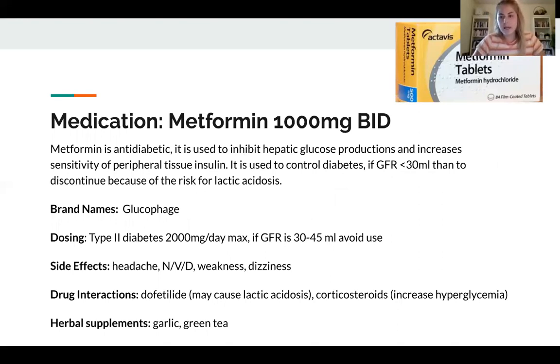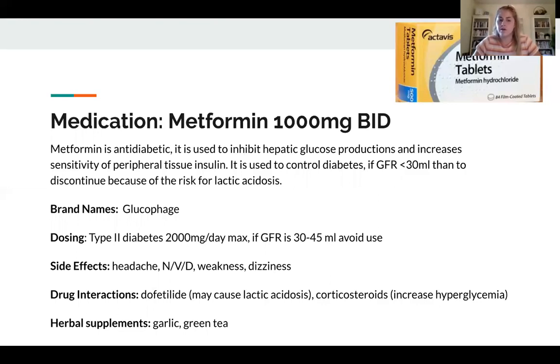So the first medication that is commonly taken for type 2 diabetes is metformin. Metformin is an anti-diabetic, and it is used to inhibit hepatic glucose production and increase the sensitivity of peripheral tissue to insulin. It is used to control diabetes, and if GFR is less than 30 milliliters, you should discontinue it because of the risk for lactic acidosis.